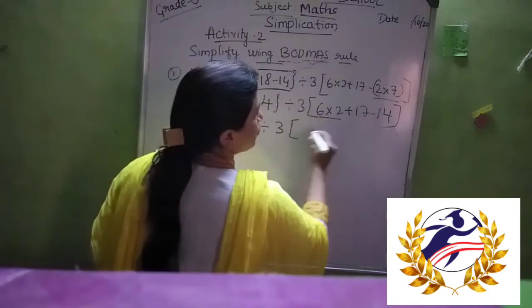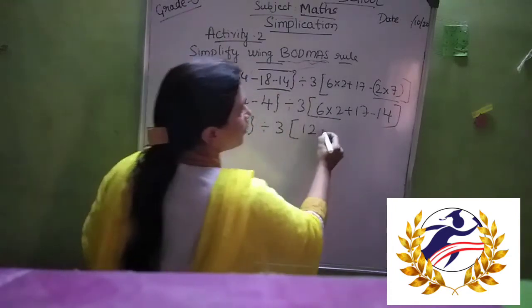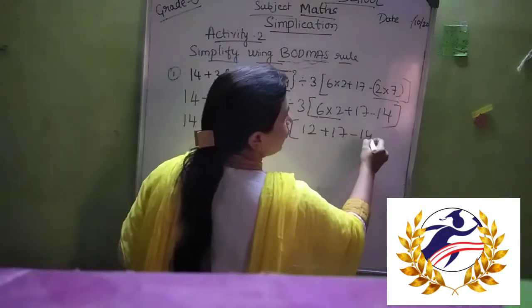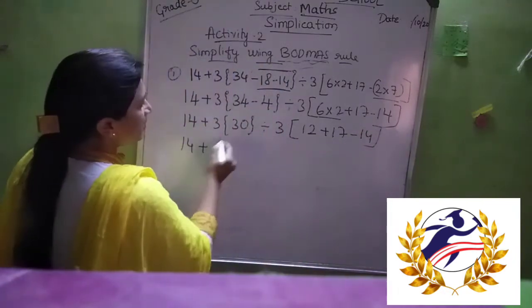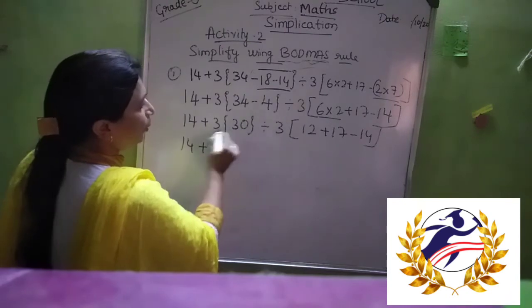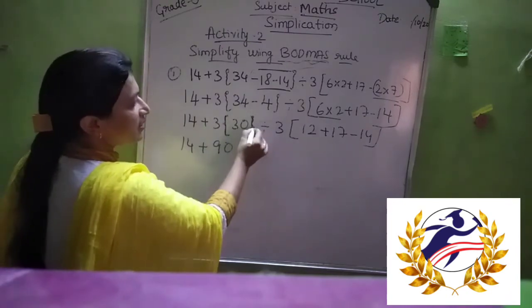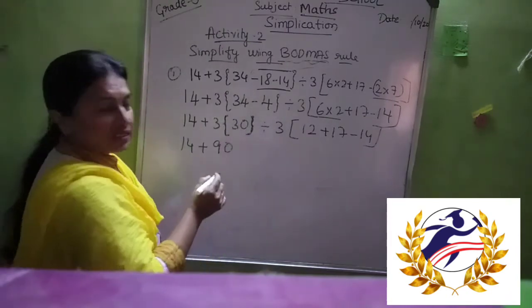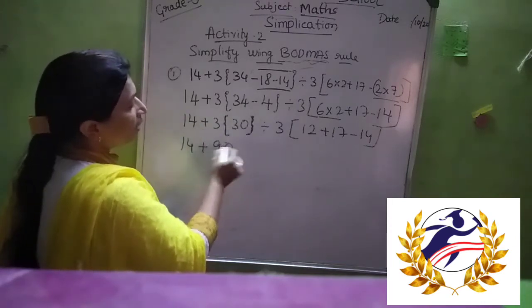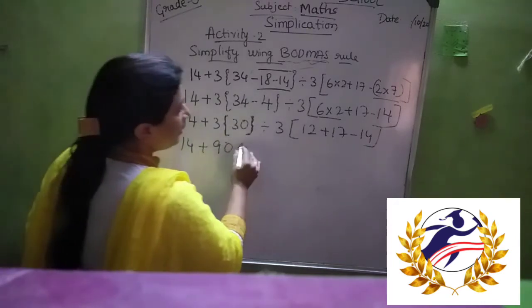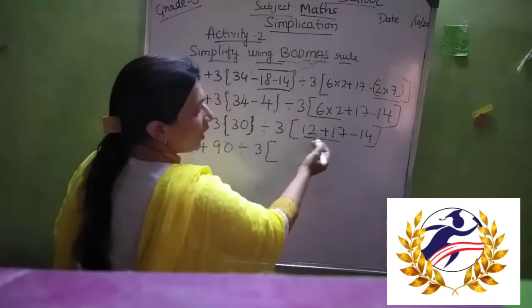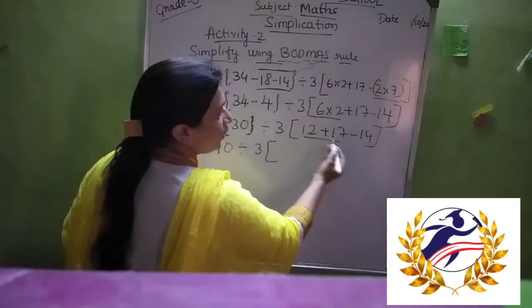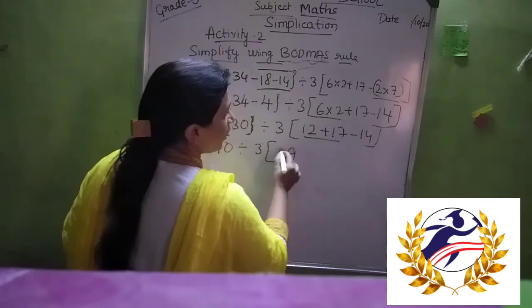So again 6 2s are 12. 12 plus 17 minus 14 I will write as it is. So then 14 plus 3 3s are 9, 30 into 3. This bracket is nothing but into. This bracket means that it is nothing but into. So 30 3s are 90 divided by 3. Which is inside, addition: 12 plus 17. 7 plus 2 is 9, 1 plus 1 is 2.